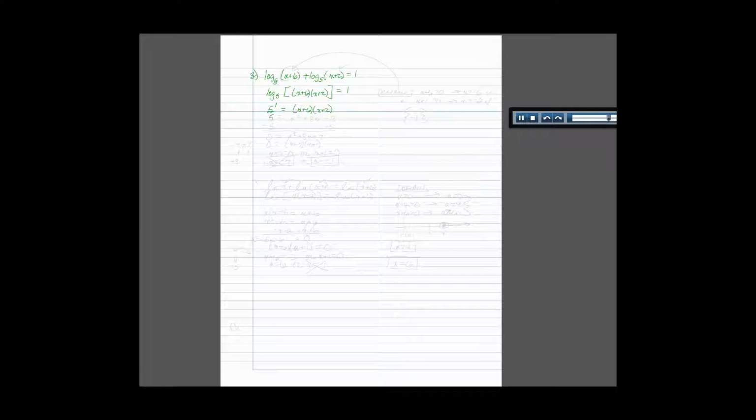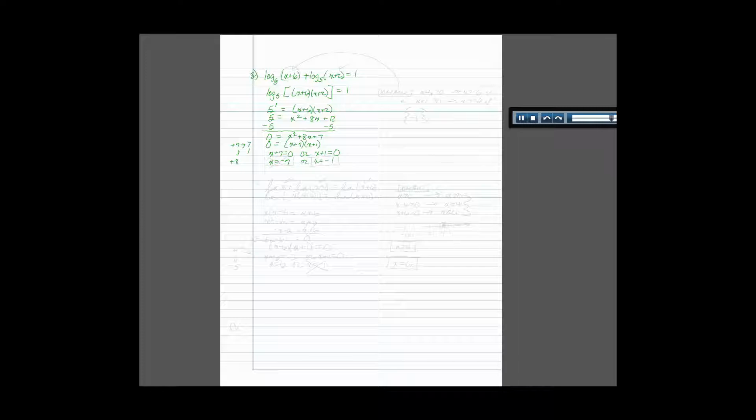Let's FOIL that out, and we get 5 equals x squared plus 6x plus 2x plus 12. FOIL that out and you'll see. And now I just have a quadratic equation. I get 0 equals x squared plus 8x plus 7, so I'm going to try to factor it. I want factors of positive 7 that add up to positive 8. That's 7 and 1. So 0 equals x plus 7 times x plus 1. So using the zero factor property, either x plus 7 equals 0 or x plus 1 equals 0. That would give us x equals negative 7 or x equals negative 1.